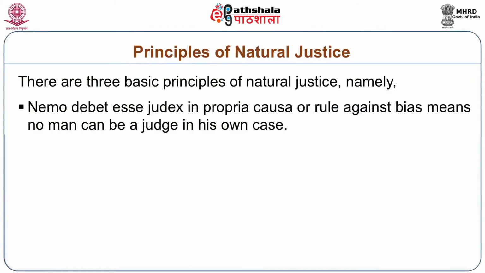These are the first, I'll say them in Latin and then translate them. The first is nemo debet esse judex in propria causa. That means that nemo debet, no man can be a judge in his own case. So no person can be a judge to his own case. This is known as the rule against bias, because clearly if I'm one of the litigants, I can't be an impartial or unbiased decision maker in that process. This is the first principle of natural justice.